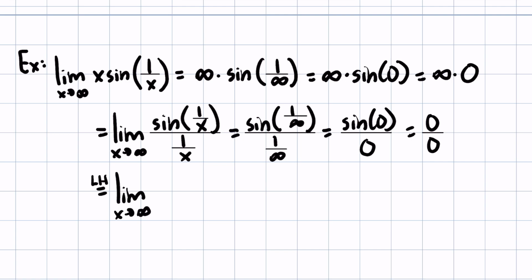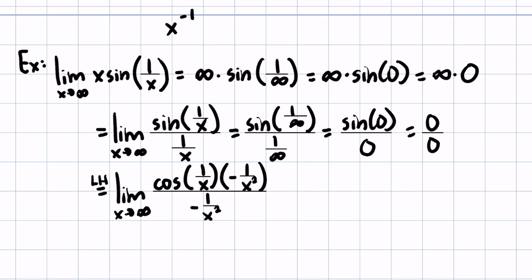And so when we do that, the derivative of sine of 1 over x, we're going to have to use chain rule here. So the derivative of just sine is cosine. So we have cosine of 1 over x, and then we have to multiply that by the derivative of 1 over x, which is going to be negative 1 over x squared. And then on the bottom, we have the derivative of 1 over x, which is also negative 1 over x squared. For that, I just think of it as taking the derivative of x to the negative first power, and then you can just use power rule.